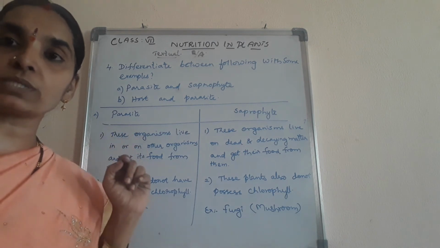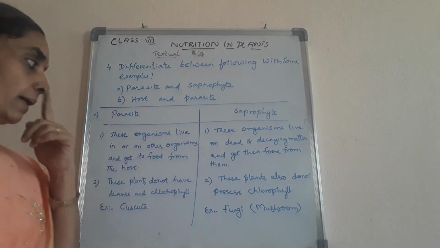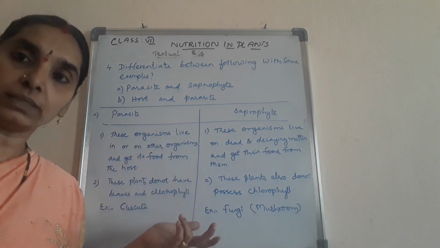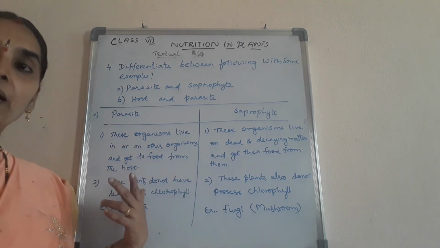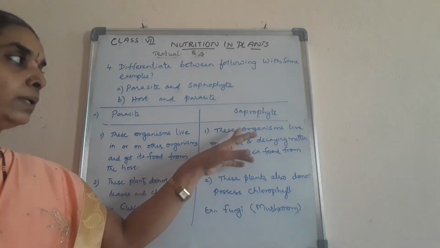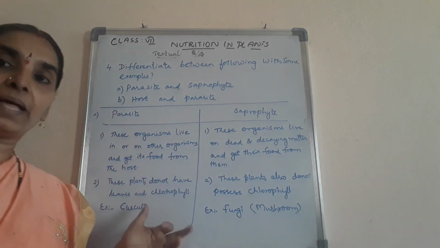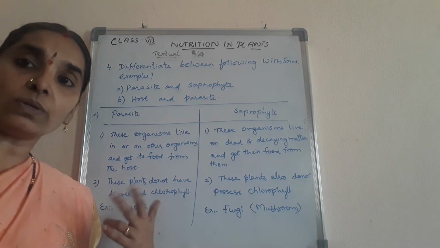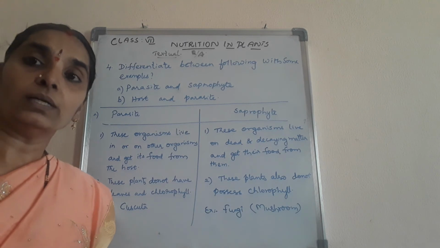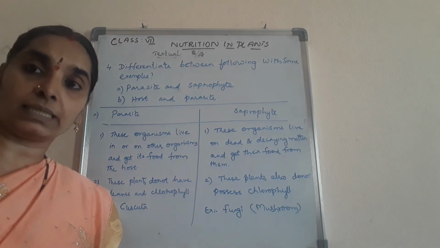Parasites depend on the host plant for their food and they get the food from their host itself. They live in or on the host plants. These plants do not have chlorophyll, neither chlorophyll nor leaves. So here, a parasite example is cuscuta. You also have parasites in animals like malarial parasites and roundworms. They are parasites which live in another organism.